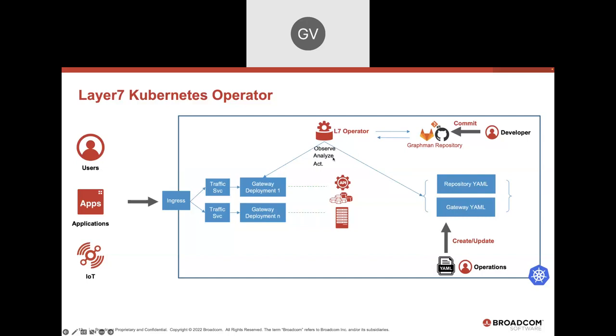It's going to analyze. Hey, obviously in this context, desired state doesn't match reality, so it's going to act. It's going to act by cloning this Graphman repository, and it's going to act by instantiating a gateway deployment. And then when this gateway deployment is ready, it's going to apply the latest commit from this Graphman repository directly to this gateway. And I'll go through the configuration that we have for that as well.